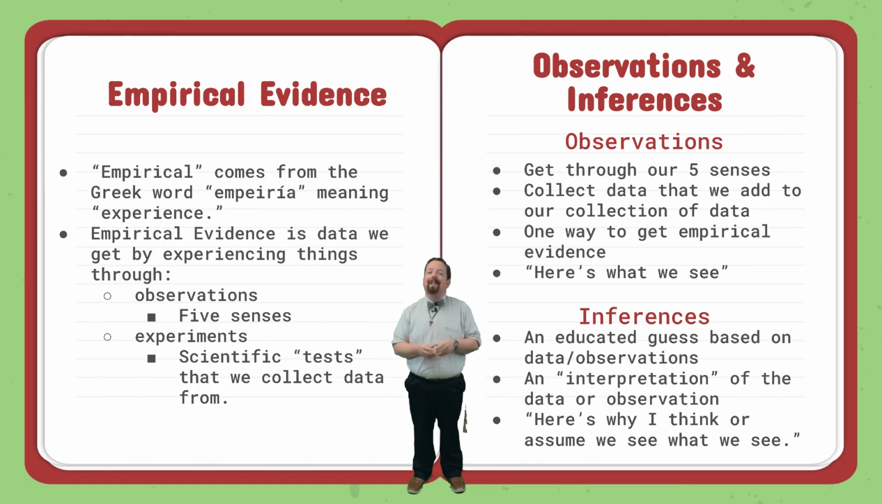Empirical evidence is just a fancy term for data. The word empirical comes from the Greek word empiria, which means experience. Empirical evidence is the data we collect through some experience, usually an observation or an experiment. Observations are just things that we take note of that we experience through our five senses. Experiments are tests that scientists run, changing something about the experiment to see how the results change. Scientists take measurements or make observations about their experiment, and that is their data.